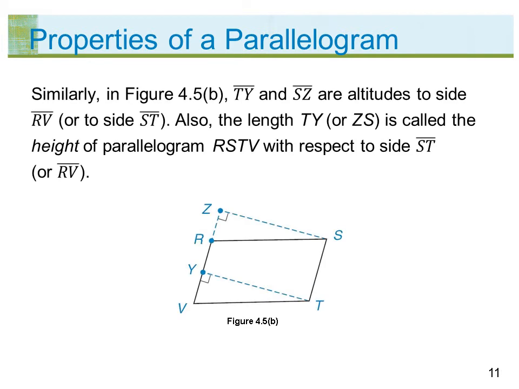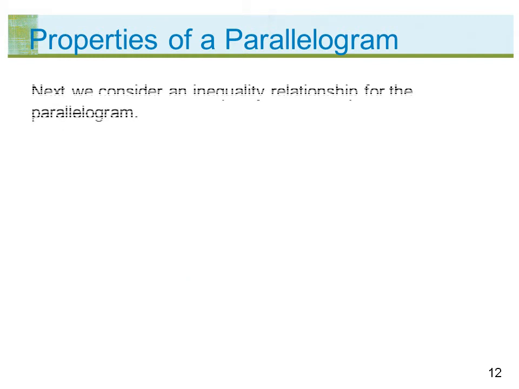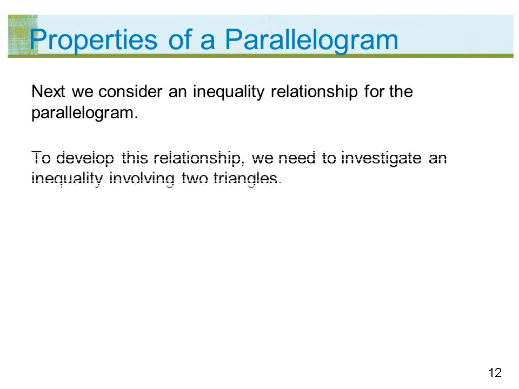Similarly, in Figure 4.5b, segment TY and segment SZ are altitudes to side RV, or to side ST. Also, the length TY, or ZS, is called the height of parallelogram RSTV with respect to side ST, or segment RV. Next, we consider an inequality relationship for the parallelogram. To develop this relationship, we need to investigate an inequality involving two triangles.